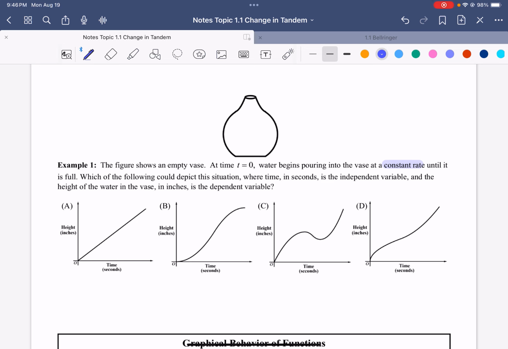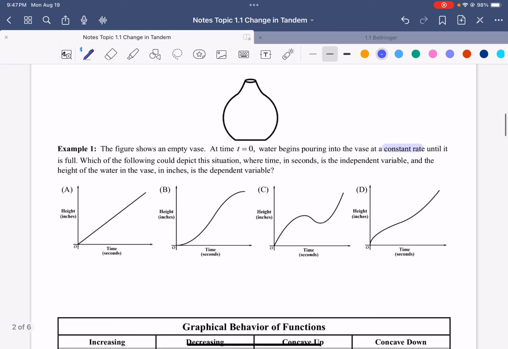However, that's not what the question is asking, because it's not asking at what rate the water is getting poured out of the faucet. It's asking at what rate the vase is getting filled. So notice that our vase has a curvature. It's wider in the middle and more narrow at the top. Therefore, that shape of the vase is actually going to allow us to eliminate answer choice A.